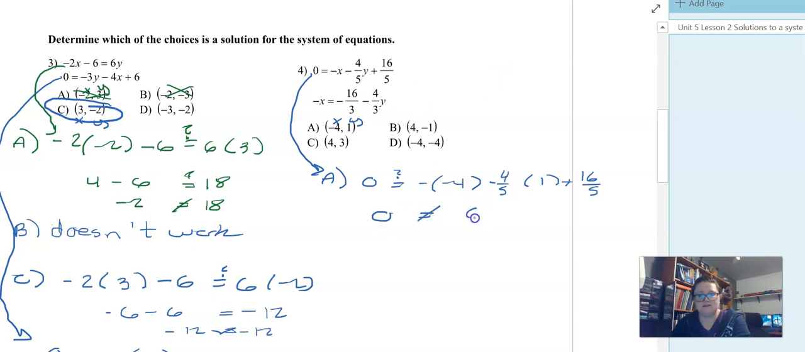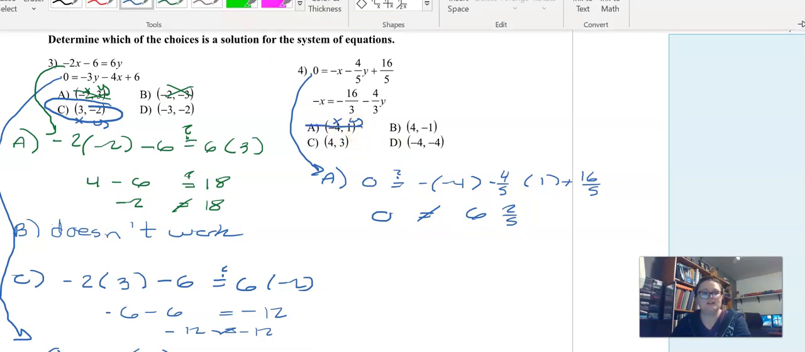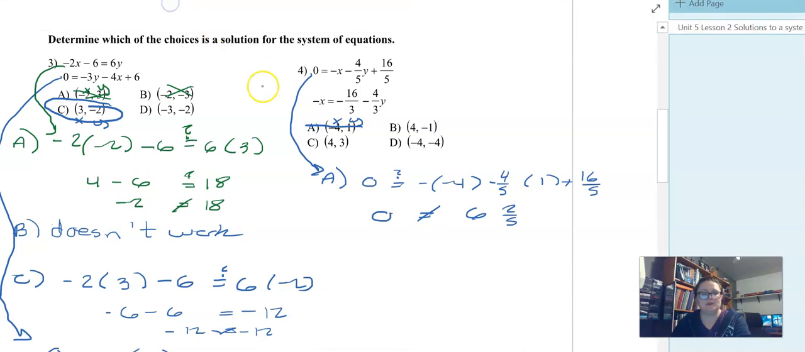0 is not equal to 6 2/5. So A is not the correct answer. I don't even have to check the second equation because it didn't work for the first one. Okay, let's try B. Although I have my doubts about B because, again, you've got that same number for the first one, but we'll try it.